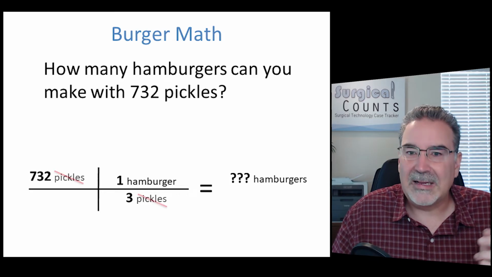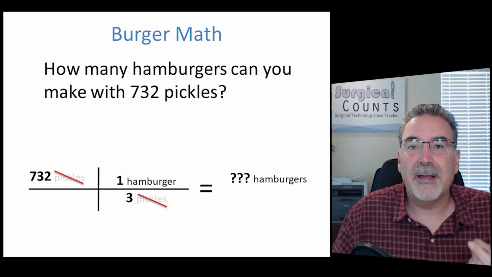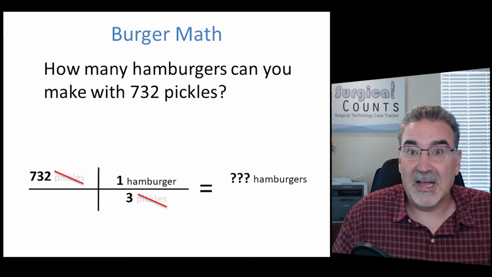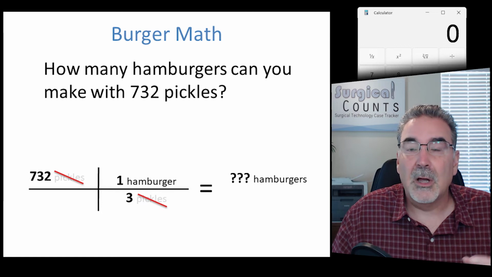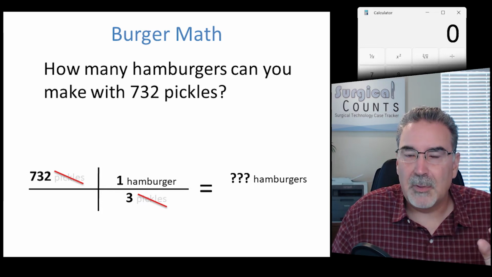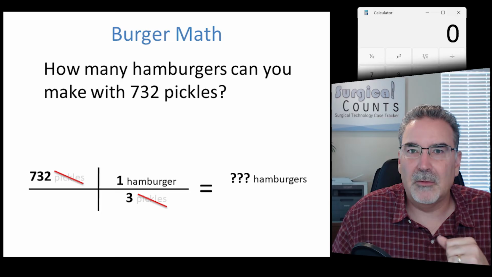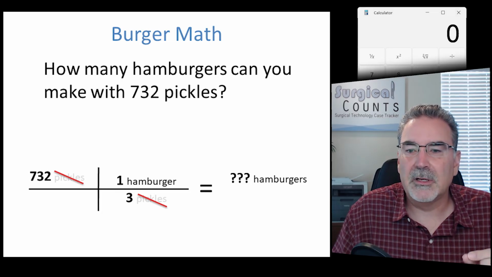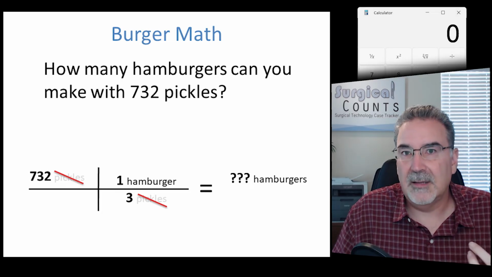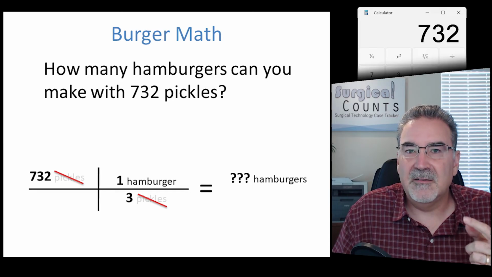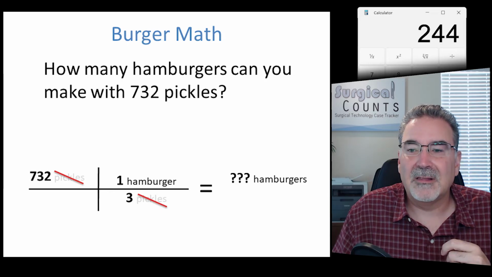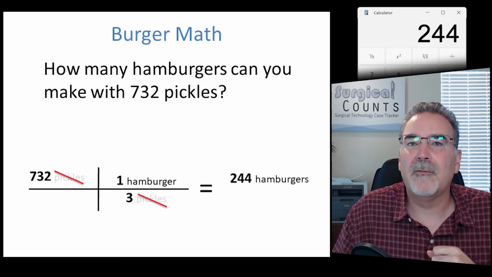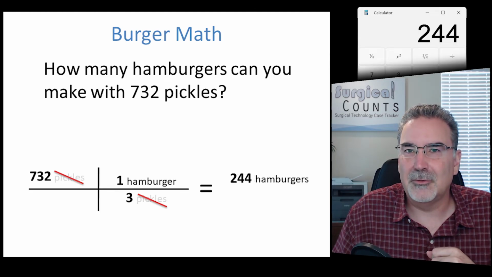And when we do, we can cancel out our pickles and we're left with hamburgers, which is what the question's asking. It's asking for hamburgers. So hamburgers equals hamburgers. Everything's good. Now we deal with our numbers. We multiply everything across the top and then divide by everything below the line. So here we have 732 times 1. Well, that's easy, 732, divided by 3. And using our handy-dandy calculator, we figure out that that equals 244. So we could make 244 hamburgers with 732 pickles.